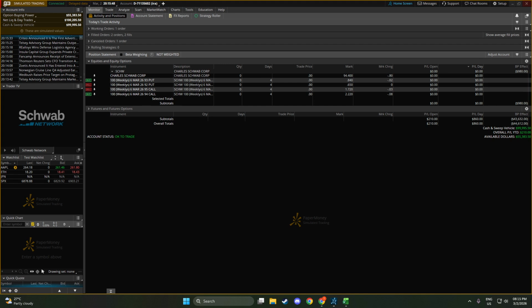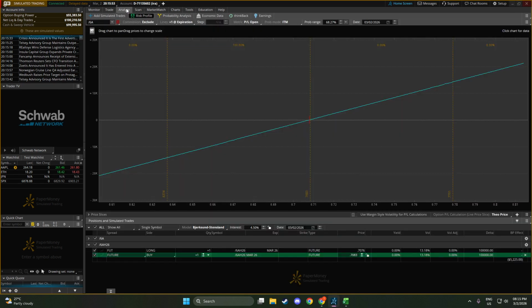First, open the Thinkorswim desktop app. Once you're in, look toward the top of the platform and click on the Analyze tab. This is the hub for scenario testing, and by default, you'll land on the risk profile, which is exactly where we want to be.